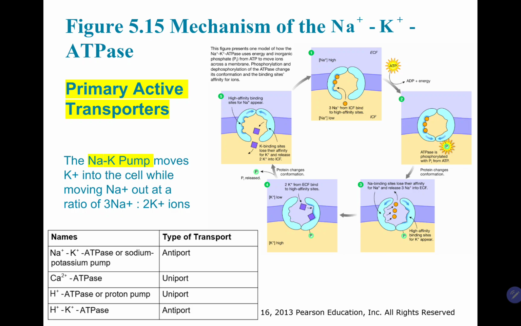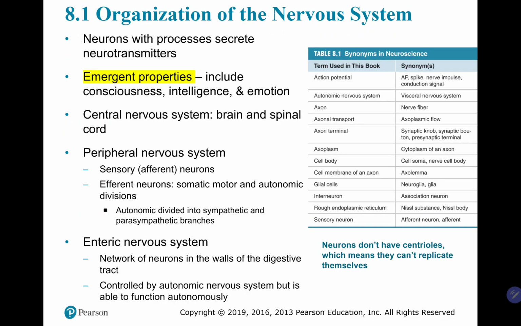That sodium potassium pump, right, is going to be one of the most important primary active transporters in the body. Okay. And we're moving a ratio, right? We're moving potassium into the cell while we're moving sodium out of the cell, right? Okay. But remember, this sodium potassium pump is going to be an important primary active transporter in the body.